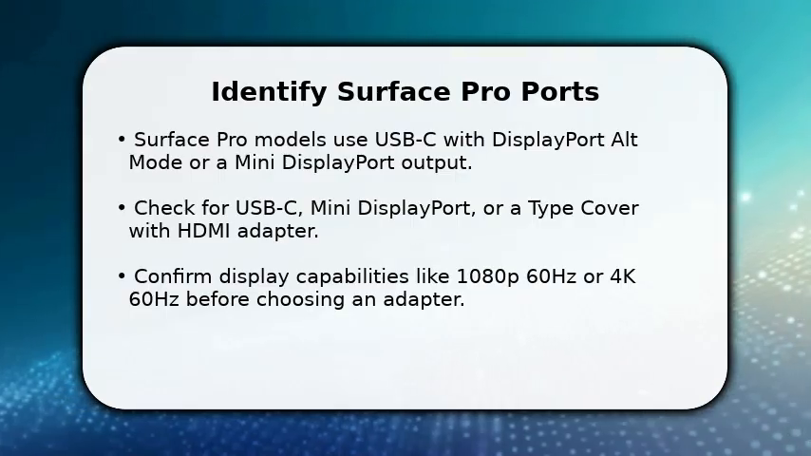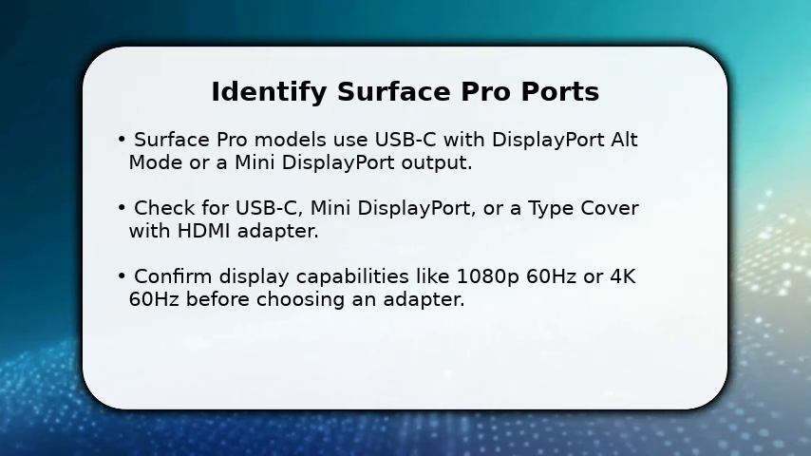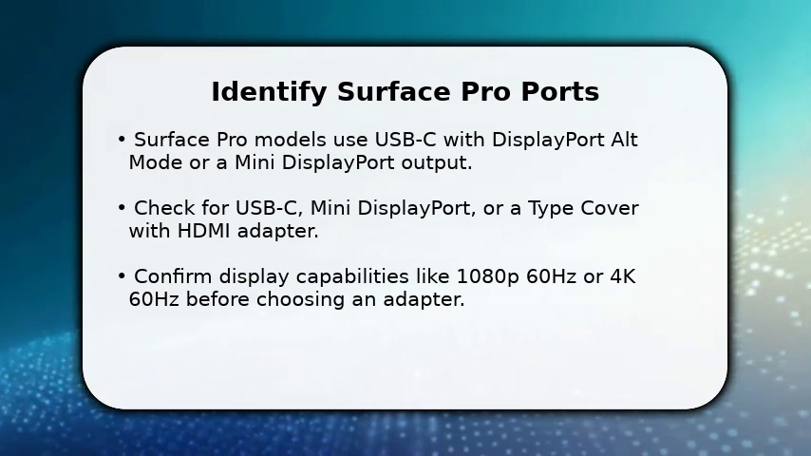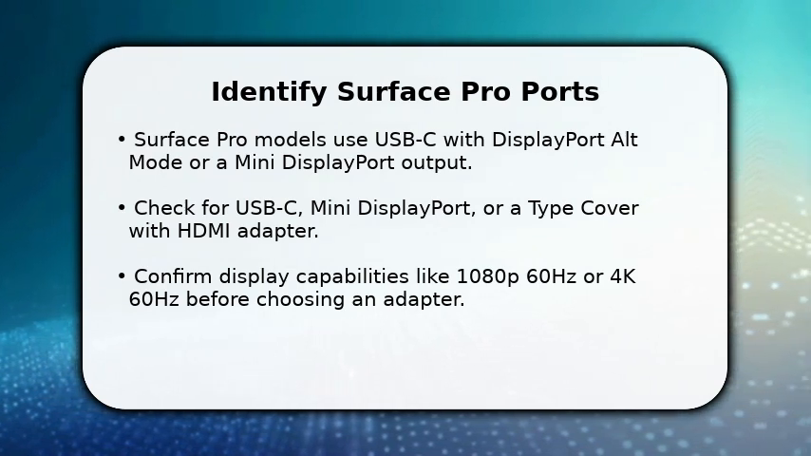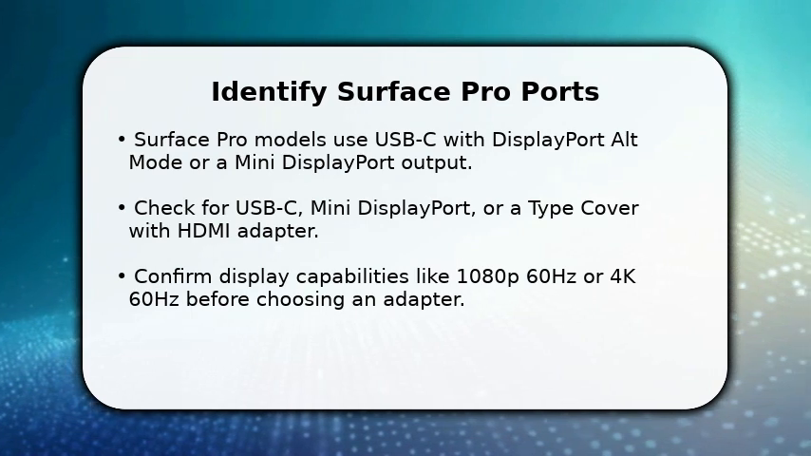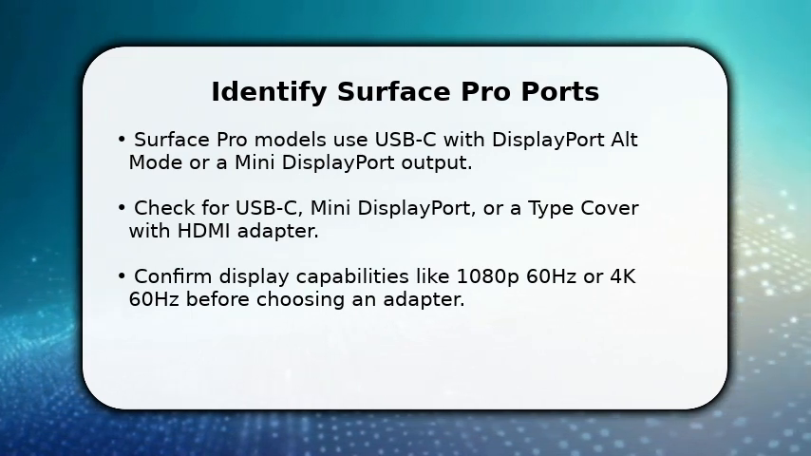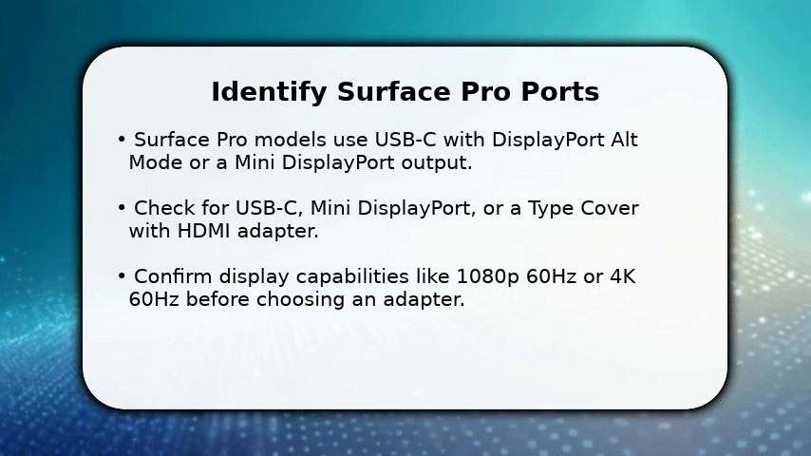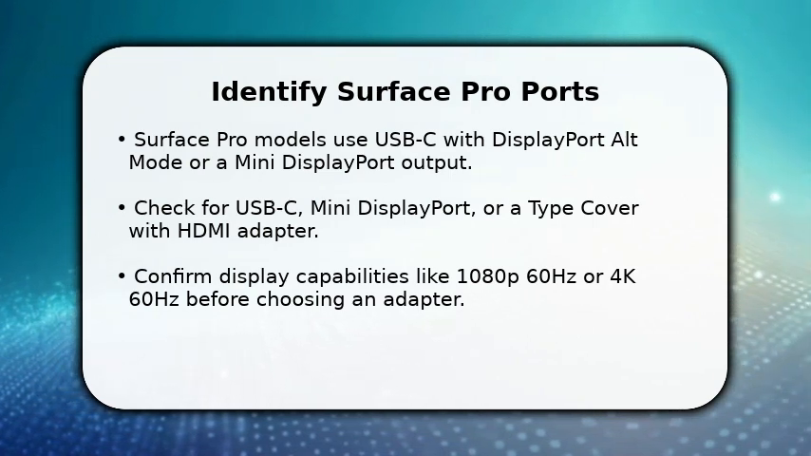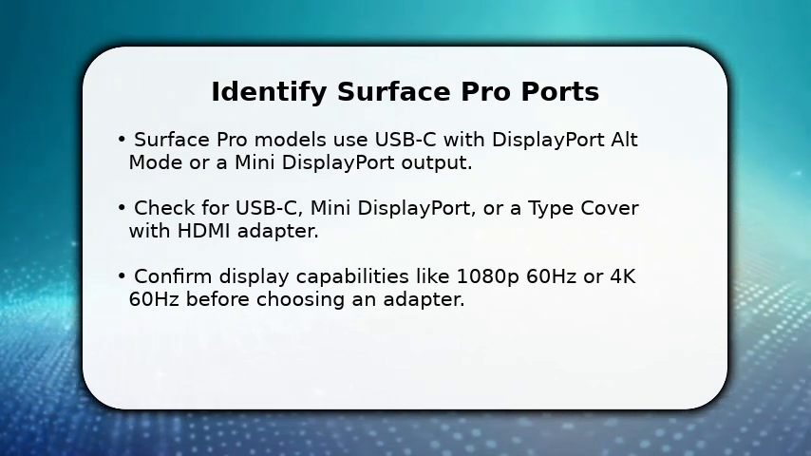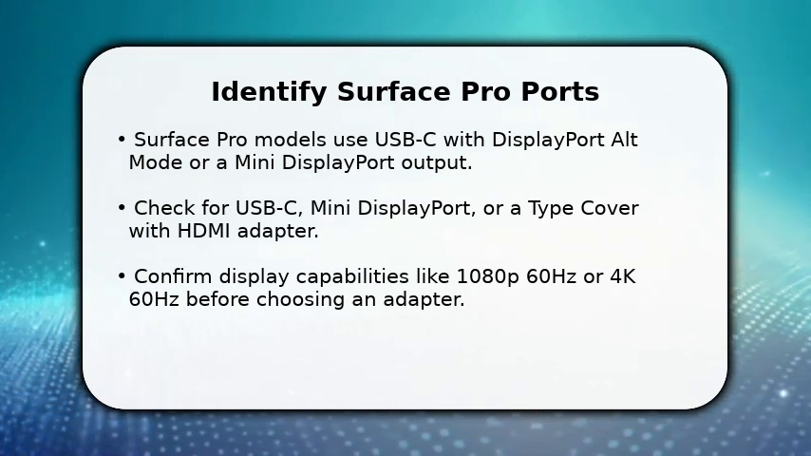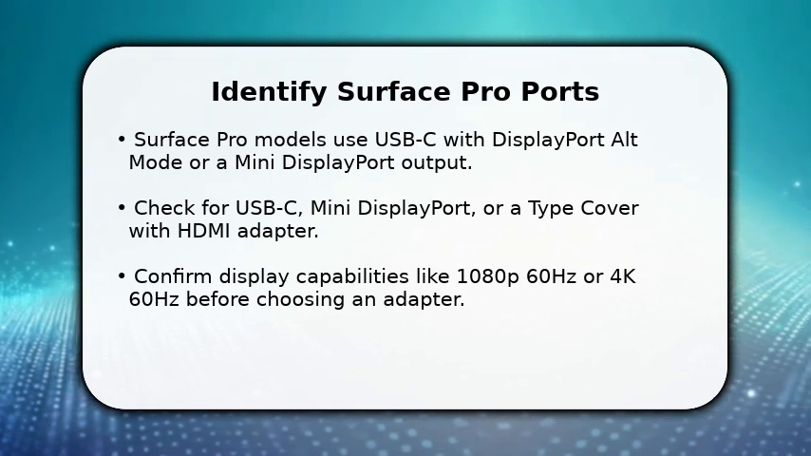Start by identifying the Surface Pro model and available ports on the tablet. Look for a USB-C port, a mini display port, or only a Surface connector. If you see USB-C, it likely supports DisplayPort Alt mode for video output. Older models often include mini DisplayPort for external displays. Confirm your Surface supports 1080p 60Hz or 4K 60Hz output if you need higher resolution.